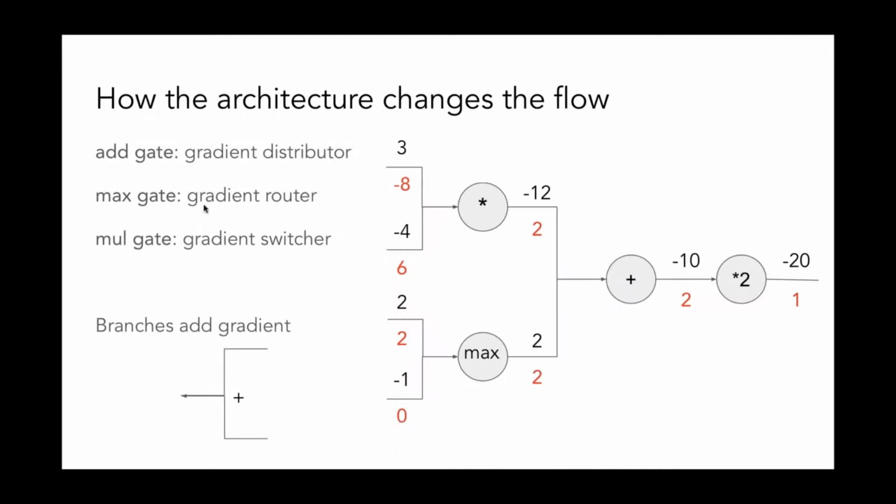So actually the max gate is a gradient router, like a rail switch for the trains to go left or right. So it gets routed in this way, and here is nothing. All this part of the network is basically dead, it doesn't change. Its gradient is 0, so its weights will be changed by 0.